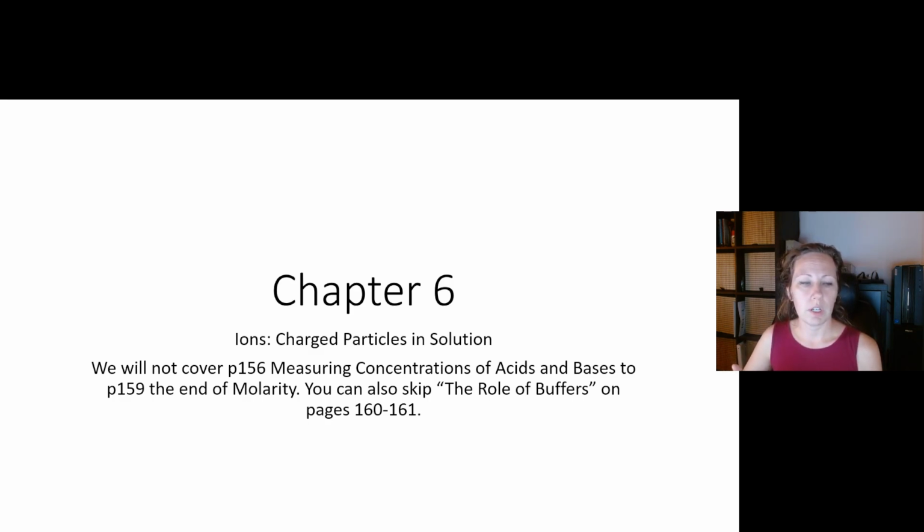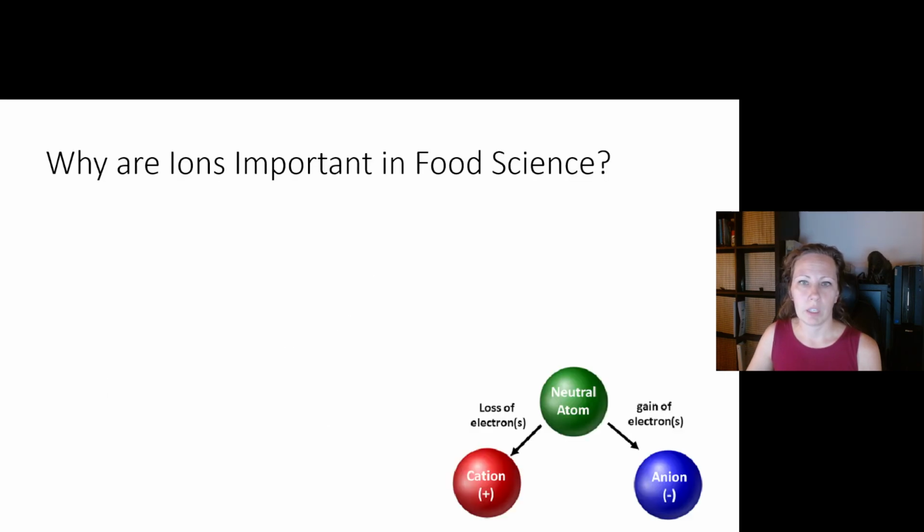So this chapter is titled Ions, Charged Particles in Solution. It's really, though, mostly about acids and bases, which is a specific attribute of certain ions. So this chapter could almost have the title changed to acids and bases, because that's what we're primarily going to focus on. We'll do a little bit about salts, but so why are ions important in food science?